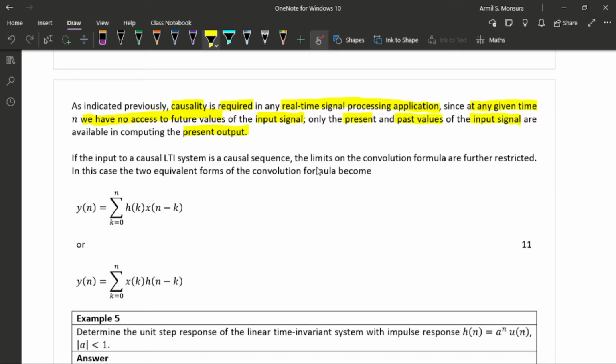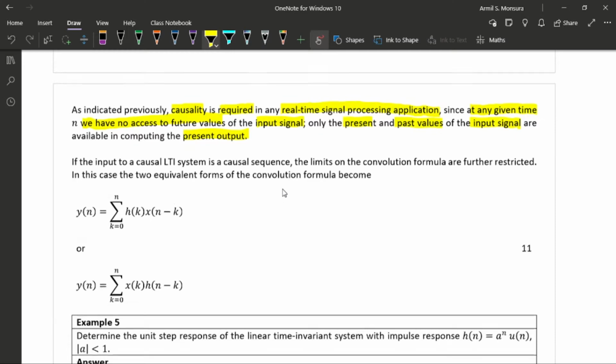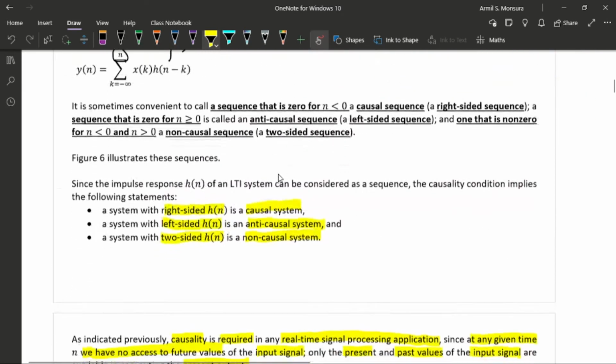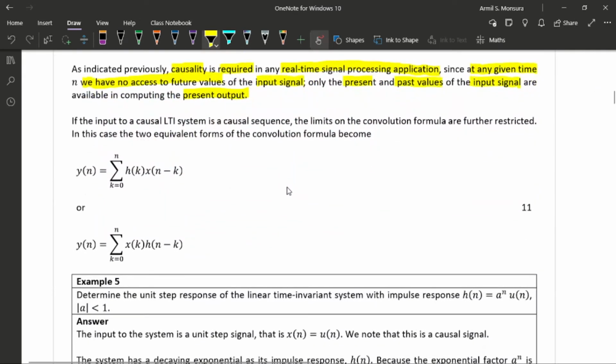Okay. So now, earlier we have modified your convolution formula, considering that your h[n], or your impulse response, is causal. So we have seen it here in your equation 10. Now, in equation 11, it actually modifies the convolution formula, provided that your system is causal. And the input is a causal sequence also.